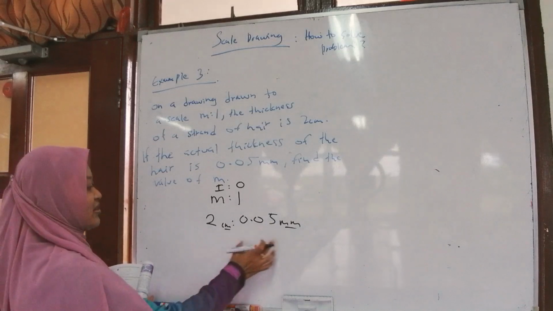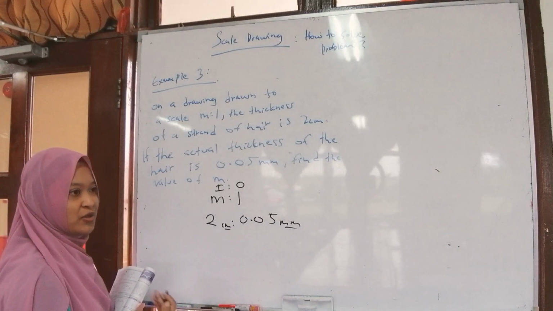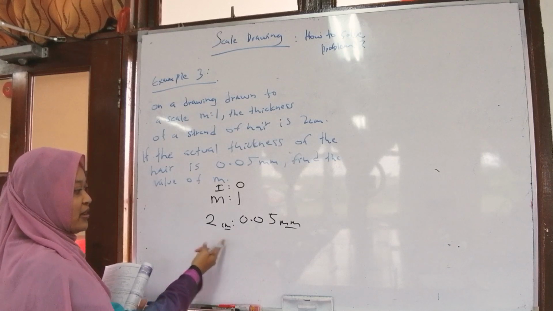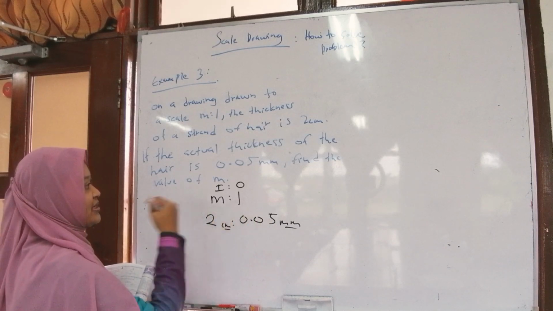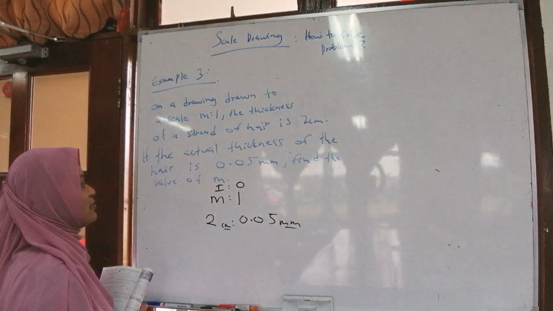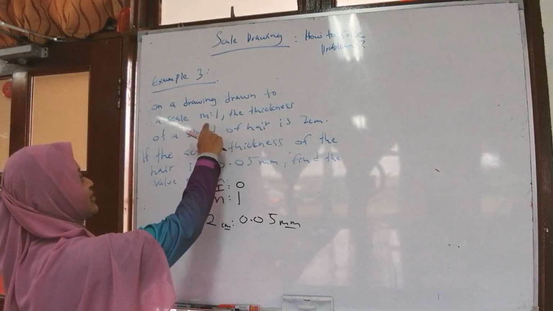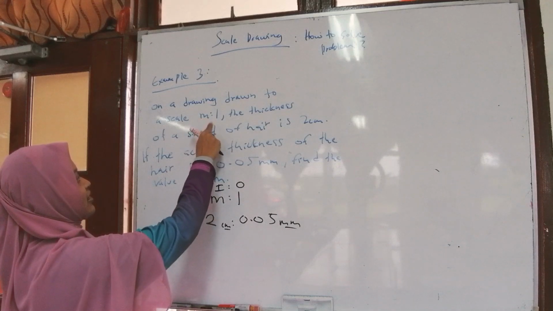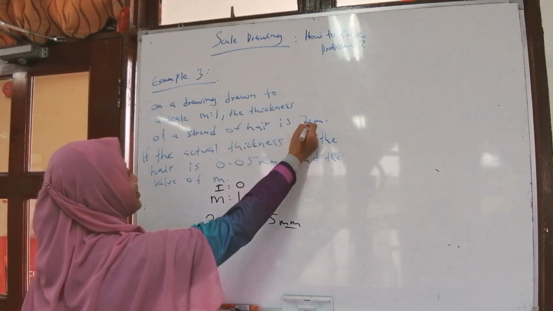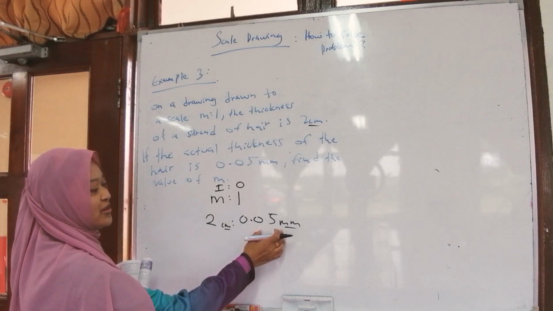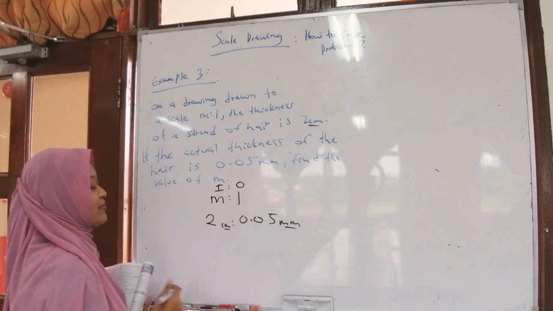So now you know that the units are not the same. So we have to convert and make sure that the units are the same. So how are we going to do it? Well, it's up to you, either you want to make it in millimeter or in centimeter. But to make it simple, since this question starts with m to 1 and then there is 2 cm, it will be better if we change the millimeter into centimeter.